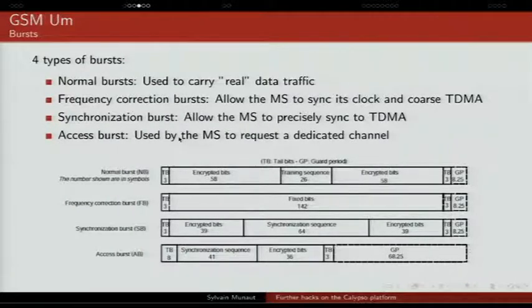So, what is exactly sent on those frequencies? Well, all the transmission happens in bursts.